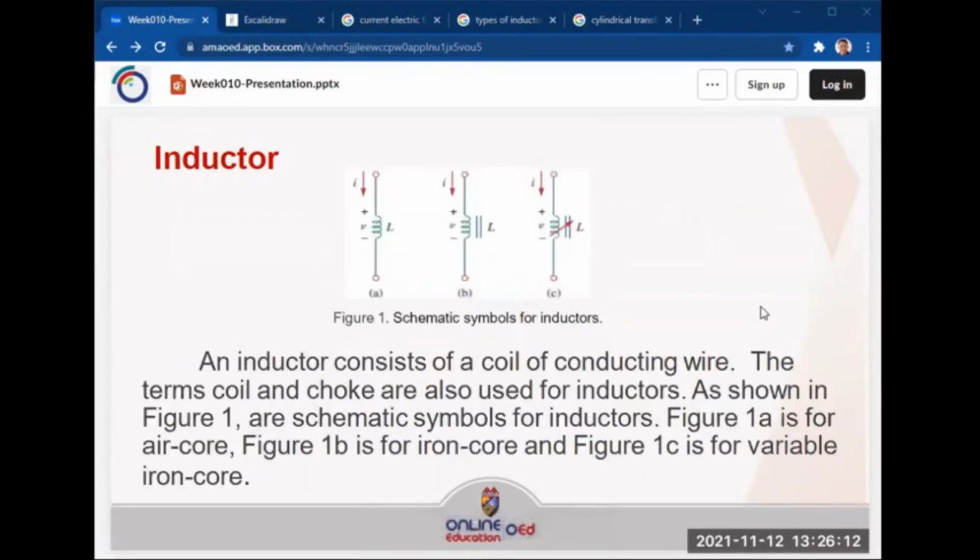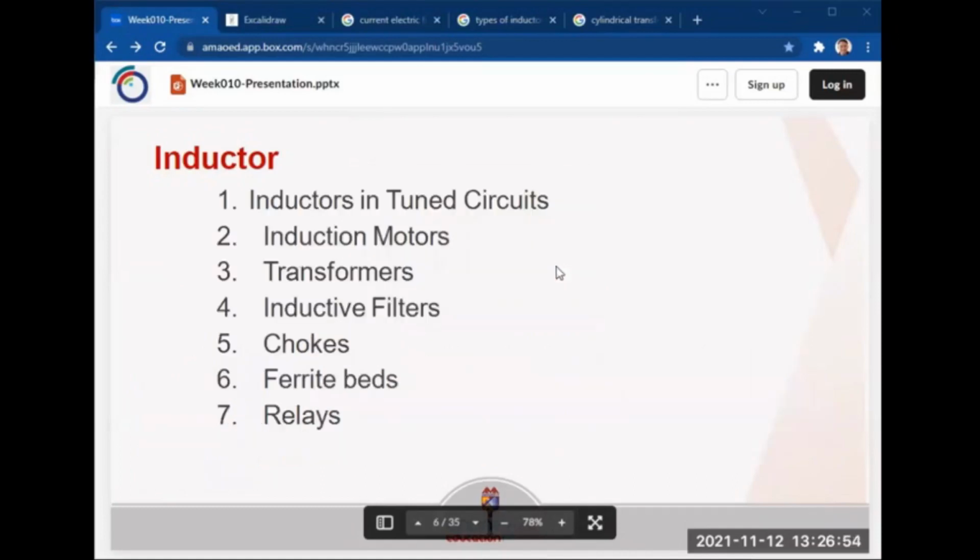So for the formal definition, an inductor consists of a coil of conducting wire. The terms coil and choke are also used for inductors. So shown in the figure are schematic symbols for inductors. Okay, so 1A is for air core, 1B is for iron core, and then 1C is for variable iron core. But anyway, most of the time when we see inductors in schematic diagrams, this is the only symbol. This is the most common symbol that is being used regardless of the type. So this is, again, the schematic symbol of inductor.